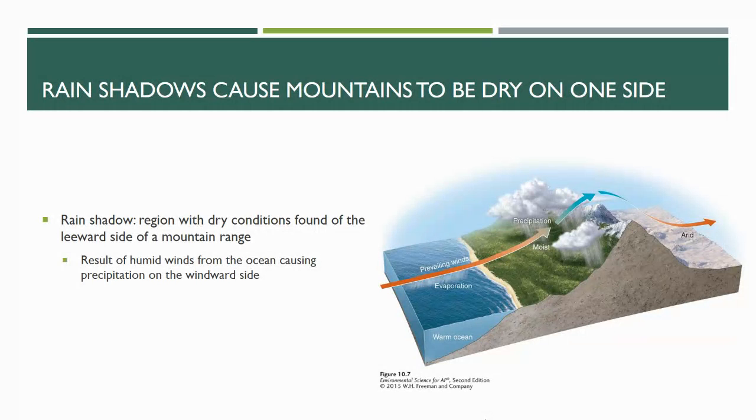The rain shadow effect causes mountains to be dry on one side. So rain shadow is the region with dry conditions found on the leeward side of a mountain range, and it's the result of humid winds from the ocean causing precipitation on the windward side. So then we have that cooler, dry air for the other side of the mountain only.